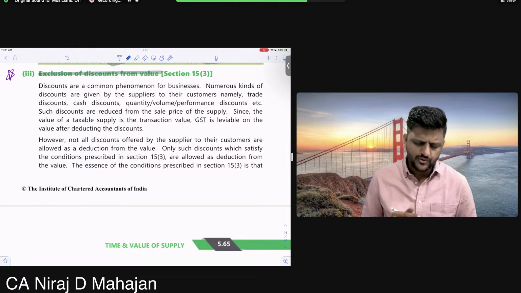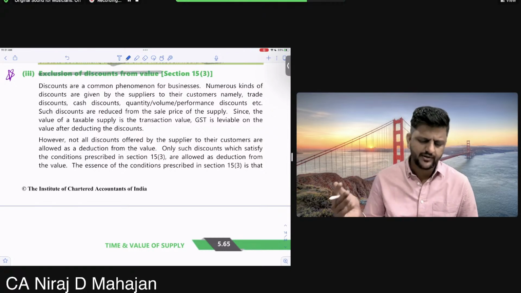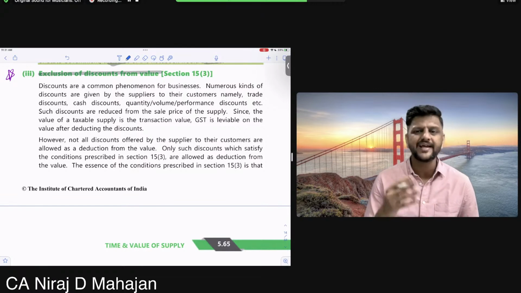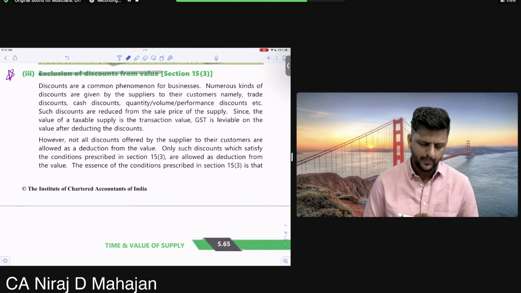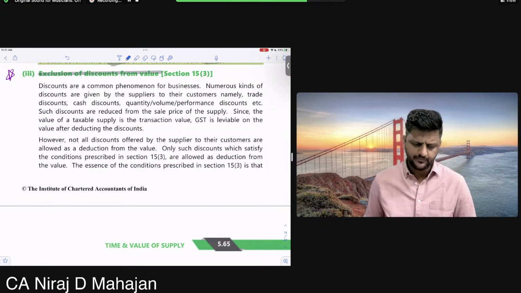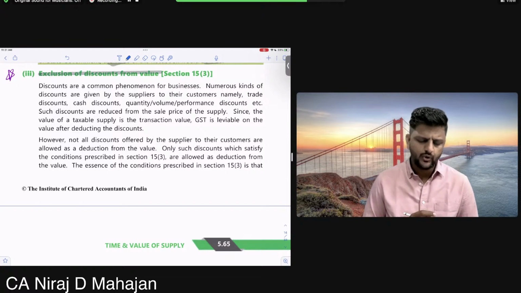Numerous kinds of discounts are given by suppliers to their customers, namely trade discount, cash discount, quantity, volume, and performance discounts, performance to the agents or to your vendors. Such discounts are reduced from the sale price of the supply, obviously, since value of supply is the transaction value.